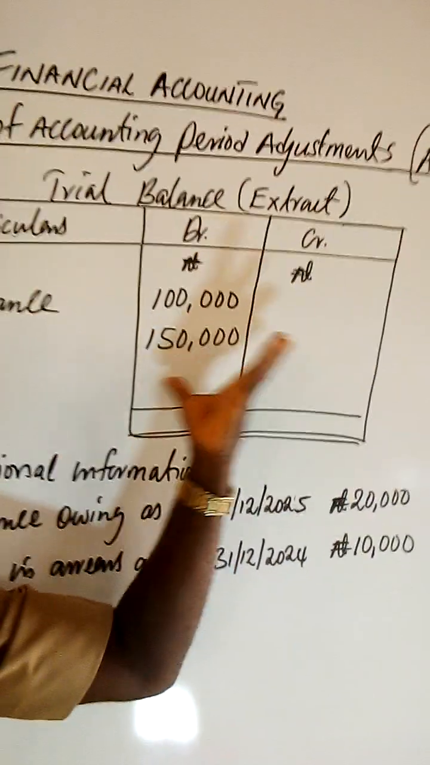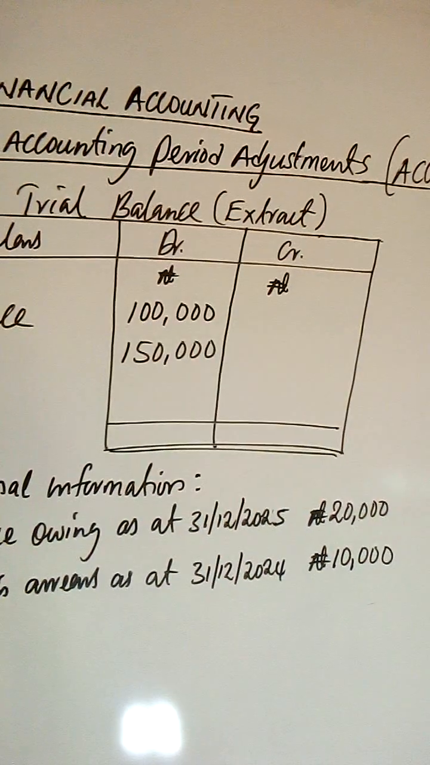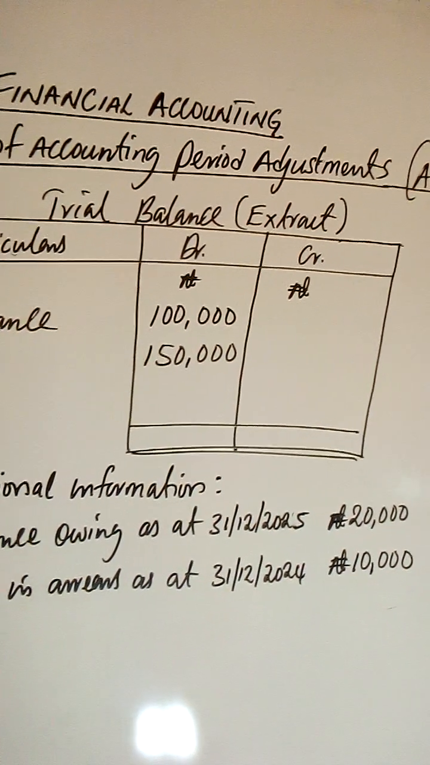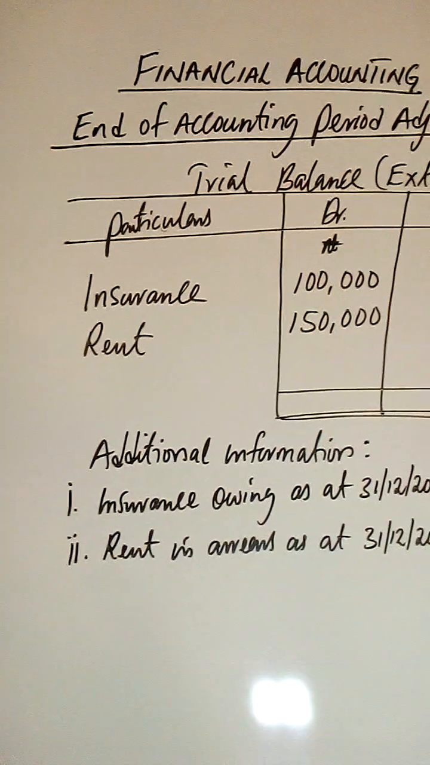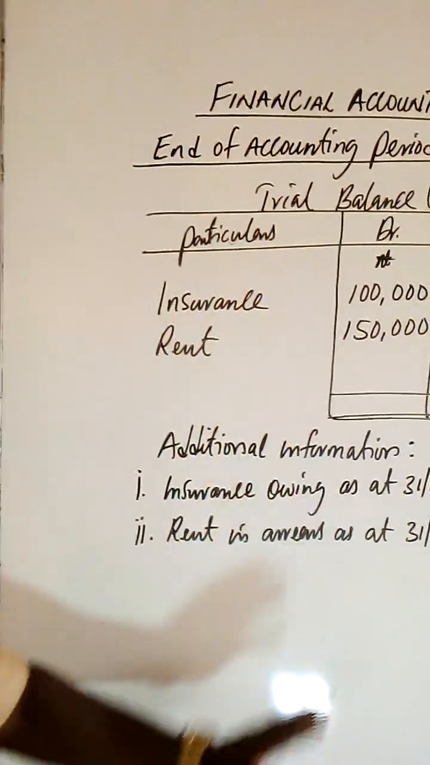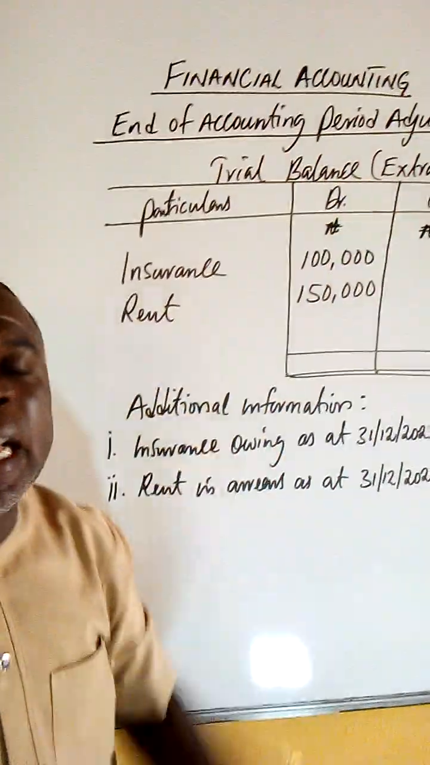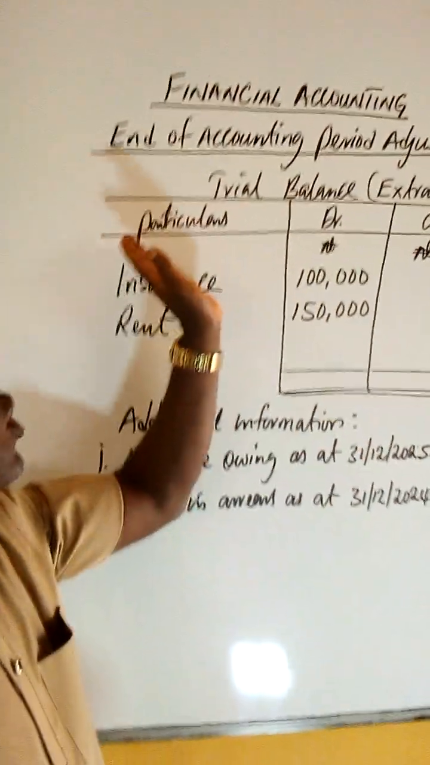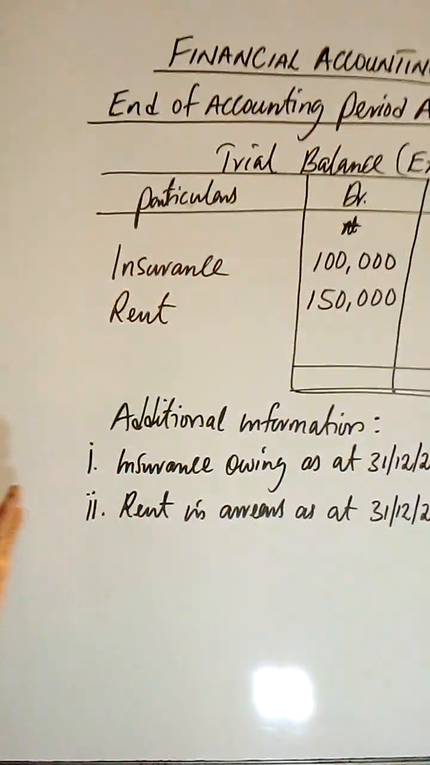Extract means this is a full trial balance, but we only extract those elements that we are interested in handling so that you understand. So if it's a full question, this will be part of the other items in the trial balance, and that's why it's called a trial balance extract. So let's look at it now.